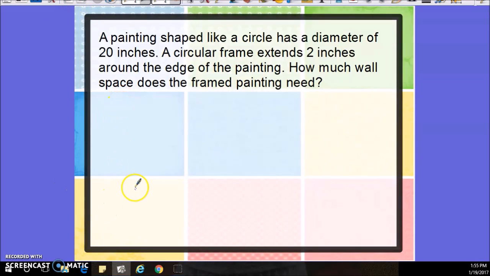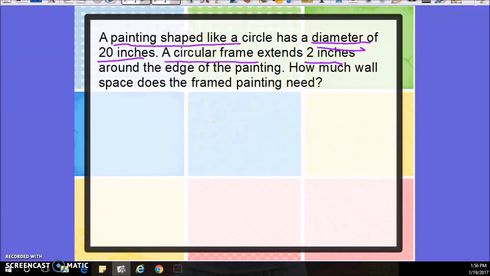All right, let's try this one. A painted shape like a circle has a diameter of 20 inches. The circular frame extends 2 inches around the edge of the painting. How much wall space does the framed painting need? So let's go ahead and unload what we know. There is a painting shaped like a circle, and its diameter is 20 inches. And then a circular frame extends 2 inches around the edge of the painting.